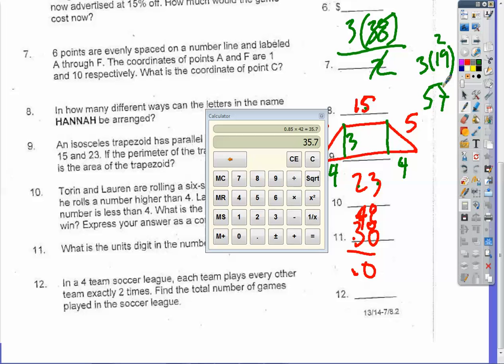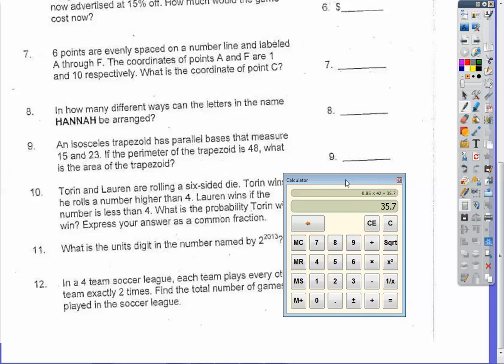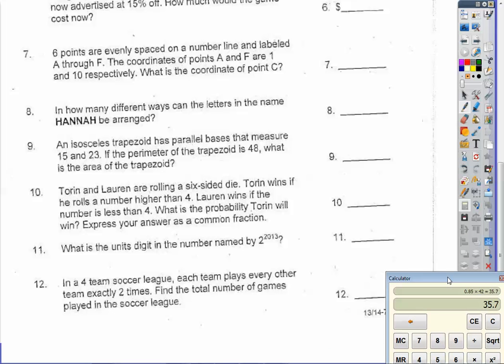Number 10. Torin and Lauren, we used to have a student named Torin, are rolling a 6-sided die. Torin wins if he rolls higher than a 4. Lauren wins if the number is less than 4. What is the probability that Torin will win? So that means he must get a 5 or a 6. Well, you have 2 options out of 6. He has a 1/3 chance of winning. Apparently, if there's a 4, nobody wins. And that's it. 1/3. Everyone should have got that one.